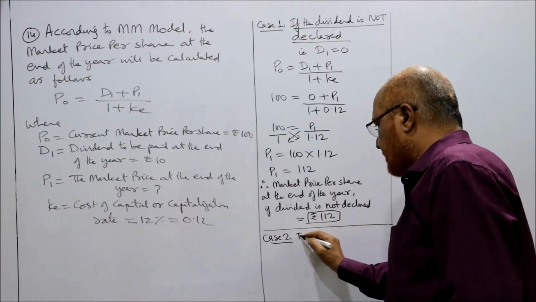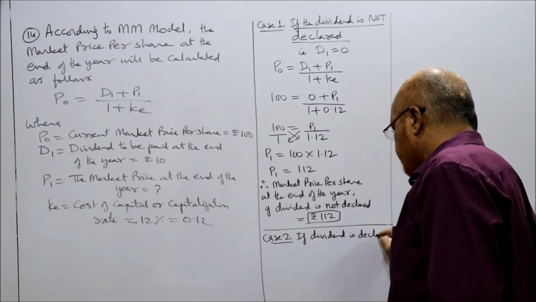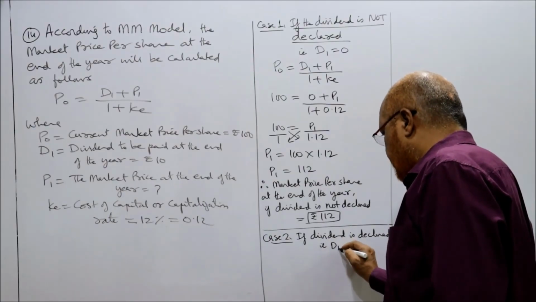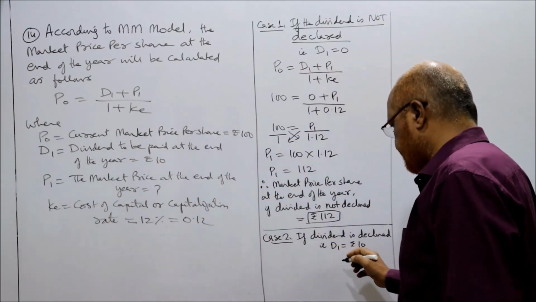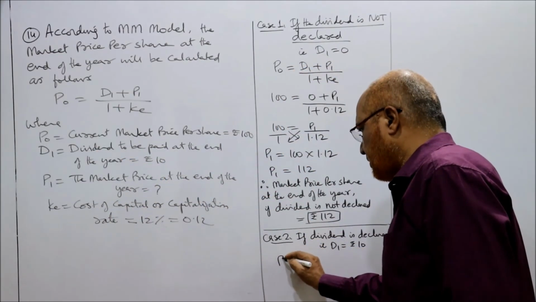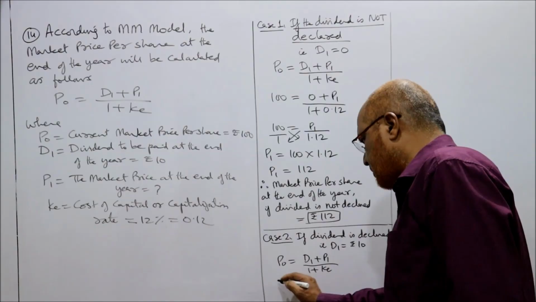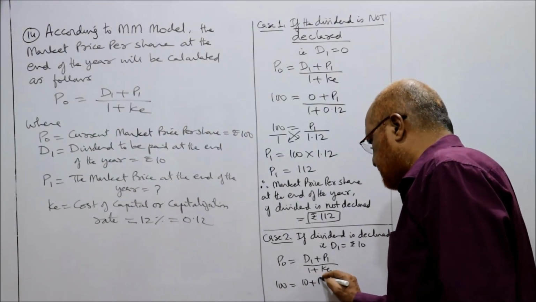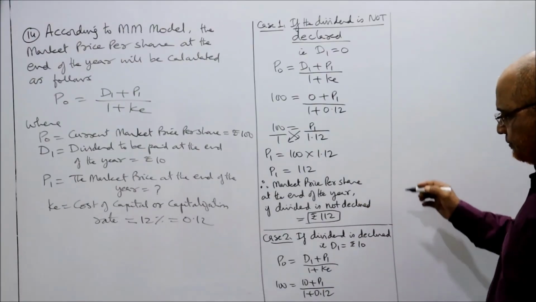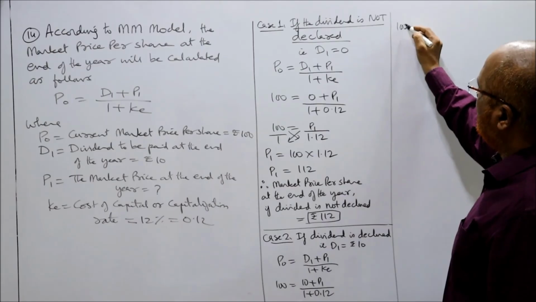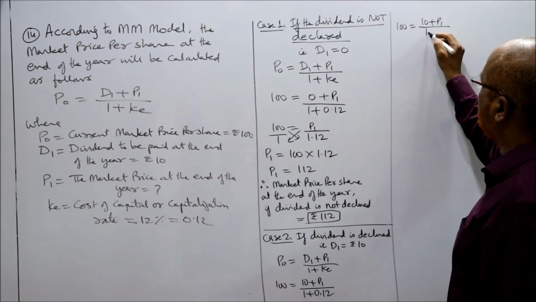If dividend is declared, that is D1 is equal to rupees 10. Here it is given, dividend to be paid at the end of the year, rupees 10. Now we substitute P0 is equal to D1 plus P1 divided by 1 plus K. So 100 is equal to 10 plus P1 divided by 1 plus 0.12. 100 is equal to 10 plus P1 divided by 1.12.